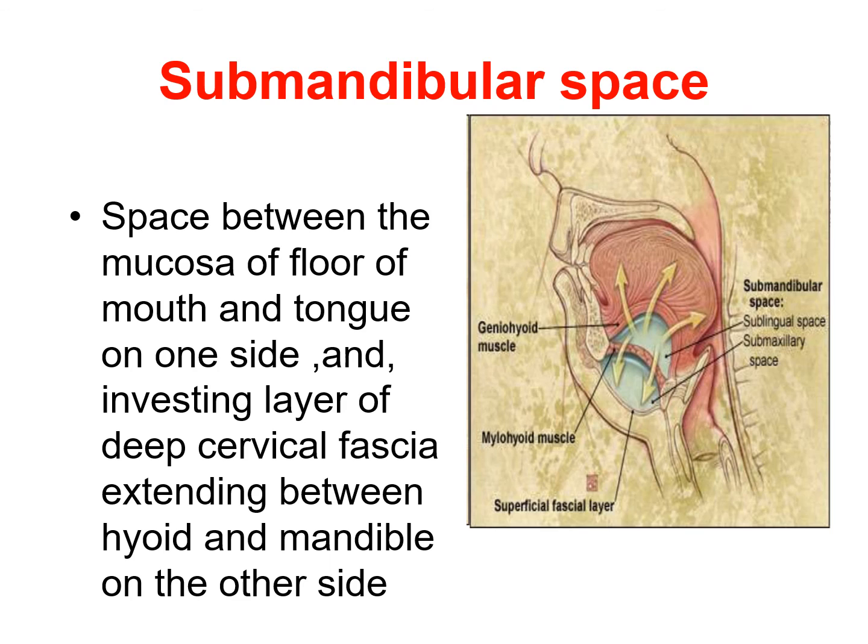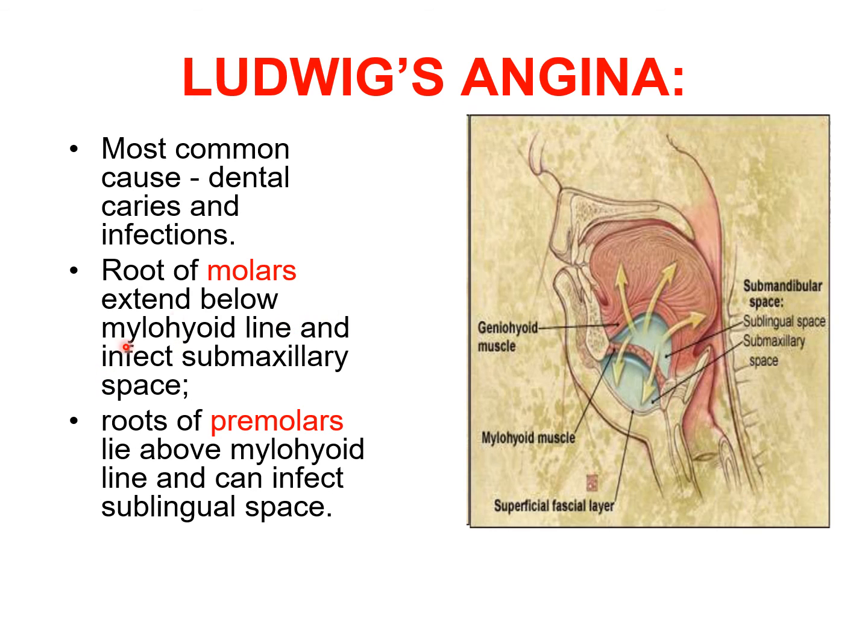It has two further parts: the sublingual space, which lies just beneath the tongue, and the submaxillary space, which lies below the floor of the mouth. Since the roots of the molars extend below the mylohyoid line, infection of the molars results in infection of the submaxillary space, and since the roots of the premolars lie above the mylohyoid line, any infection of them can infect the sublingual space.